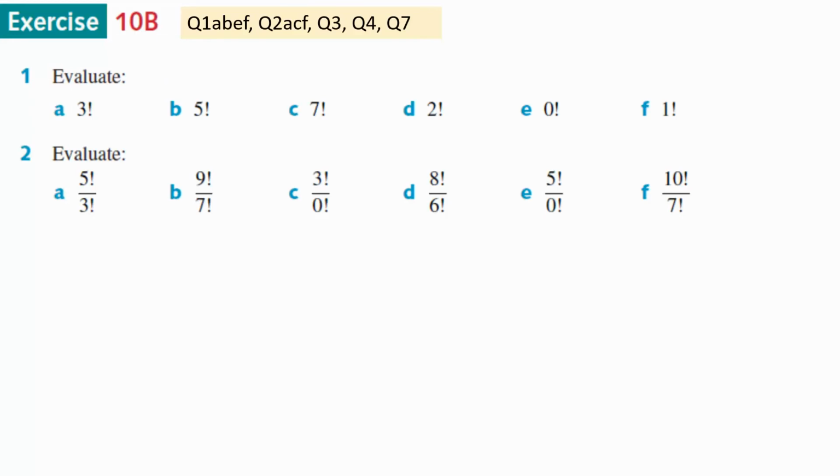What did we learn yesterday? Let's go with Hamish. What do you remember? Good. 3 factorial means 3 times 2 times 1. So that gives us 6. Why do we use factorials? Anna?